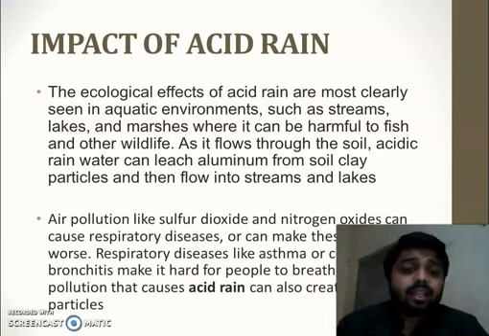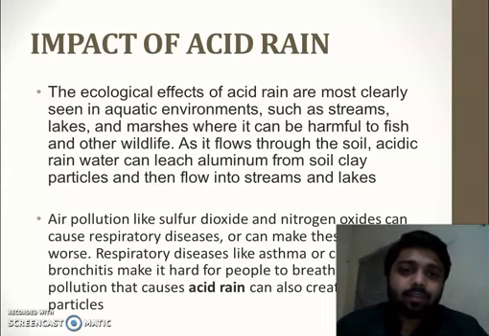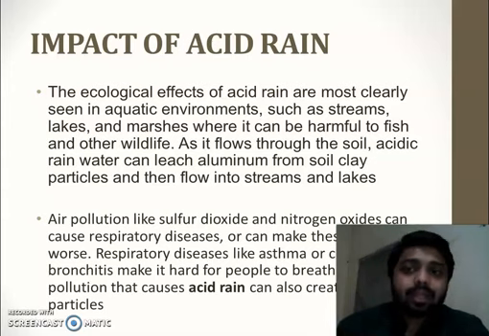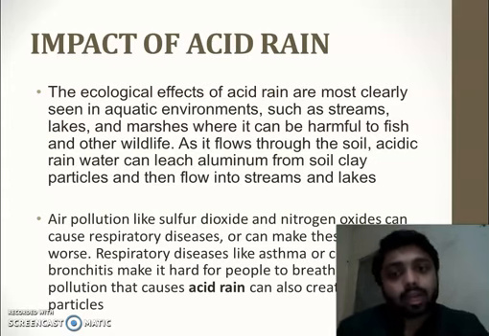Now we can see what exactly the impact of acid rain is. The ecological impacts of acid rain are most clearly seen in aquatic environments, like ponds or the ocean, where the pH level of the water is disturbed, okay. It can be harmful to fish and other wildlife, any animals that depend on water or live inside the aquatic environment. It is harmful as it flows through the soil. Acidic rainwater can leach aluminium from soil clay particles and they flow into streams and lakes. As water falls on the ground, it dissolves into the ground and goes inside it. After that, it may cause problems in streams and lakes, okay.